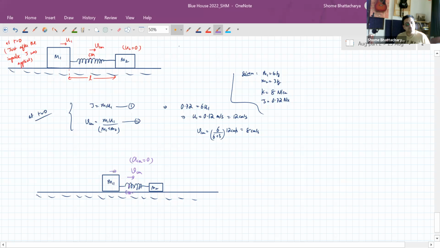But by now, let's say this one's velocity has become v1. This one's velocity has become v2, because the spring has compressed. Okay. So this one is having an acceleration a1. This one is having an acceleration a2. And this I'm analyzing at some time t, but from the ground frame point of view.